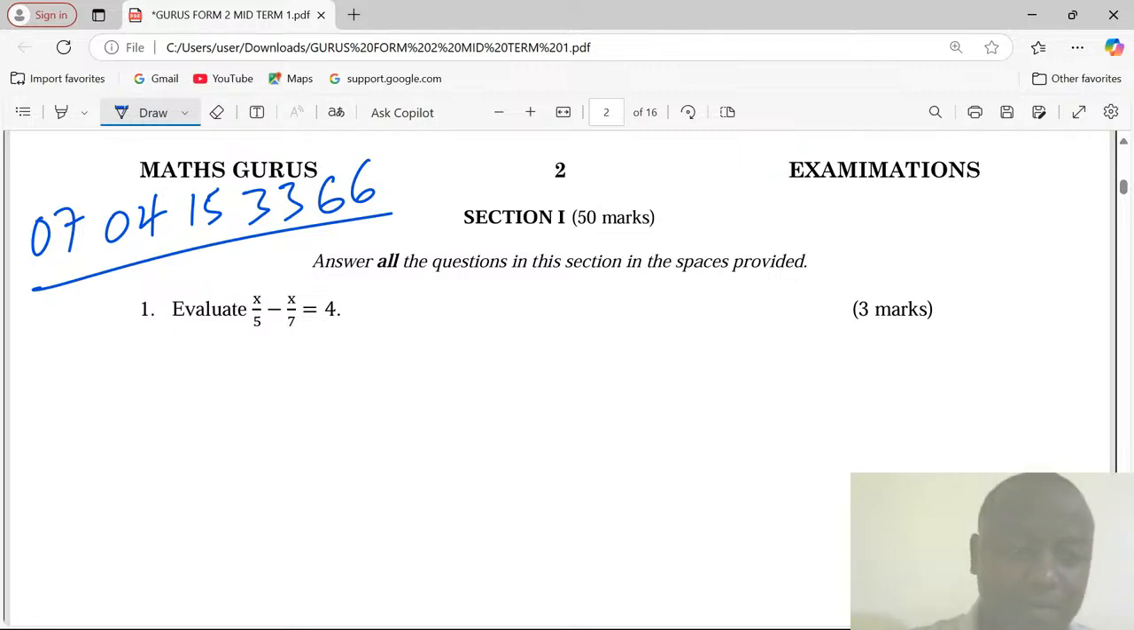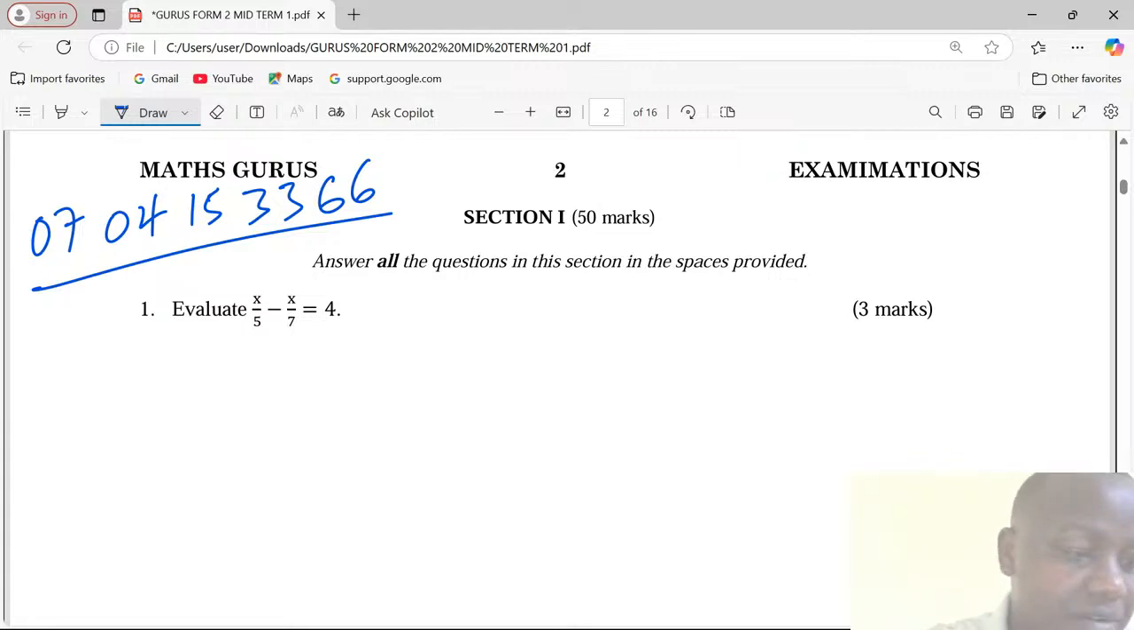Look at number 1, which is a question on linear equations. The question says, evaluate. Then what are we having here? X out of 5 minus X out of 7 equals to 4.